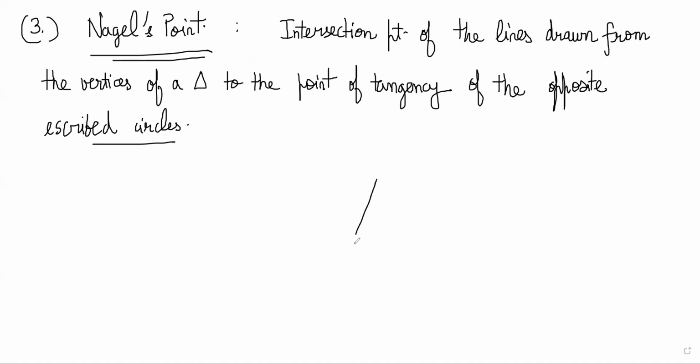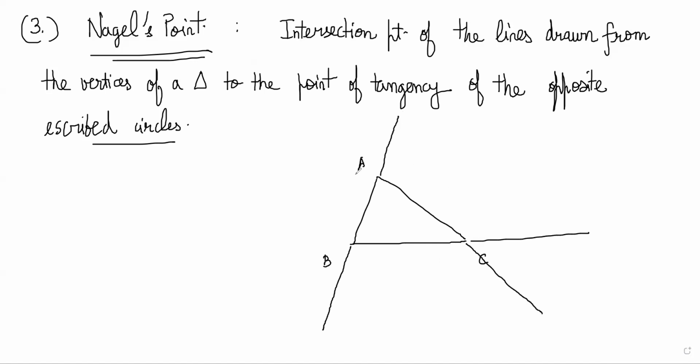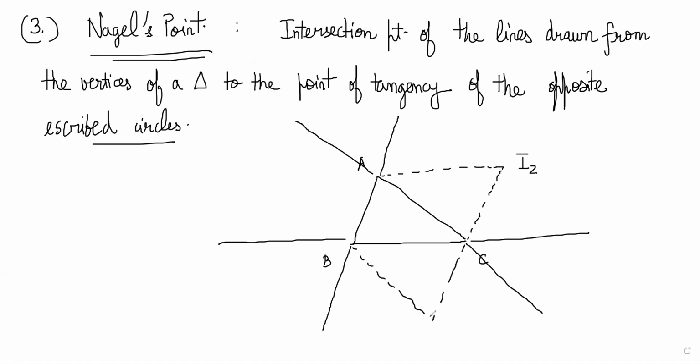So what is the meaning of this? Let's think about the ascribed circle. So this is my A, this is my B, this is my C. Let's draw our ascribed circles. How do I draw ascribed circles? I extend the sides, and I bisect the exterior angles. This is my I2, this is my I1, and this becomes my I3. These are the centers of the exterior ascribed circles.